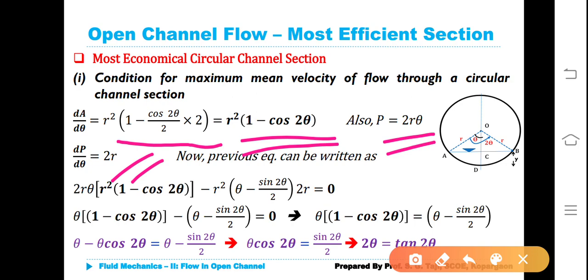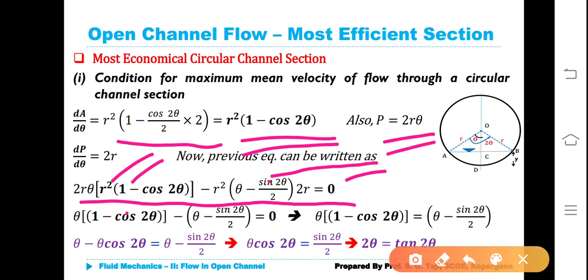Now, from the previous equation, we can write 2r theta multiplied by r squared multiplied by 1 minus cos 2 theta, minus r squared multiplied by theta minus sin 2 theta by 2, multiplied by 2r, is equal to 0. Please be careful while writing the brackets. Whether square bracket, flower bracket or small brackets, completely close them with the corresponding brackets so that the value will not alter.